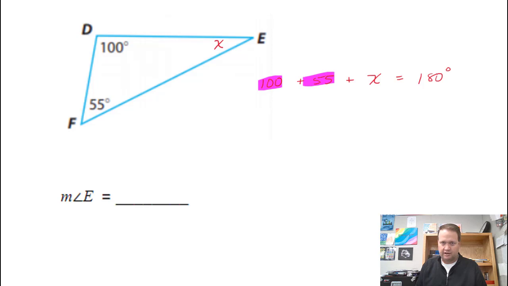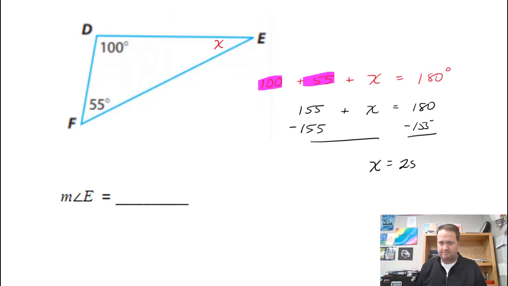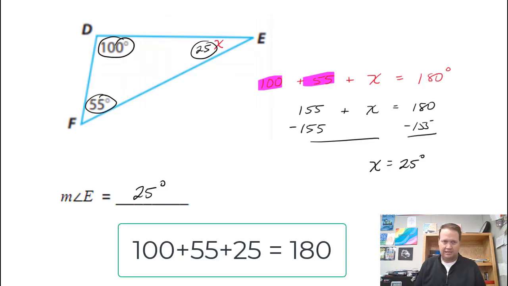So I'm going to solve this equation. I'm going to take those two and add them up. That is 155. That is combining our terms. Plus X equals 180, and now I've got a one-step equation. I'm just going to isolate X. We'll take away 155 on both sides, and we'll get X equals 25 degrees. So the missing angle has to be 25, and the reason is if I take 25 plus 55 plus 100, I'm going to get 180, because I know all three of those angles are equal to 180.